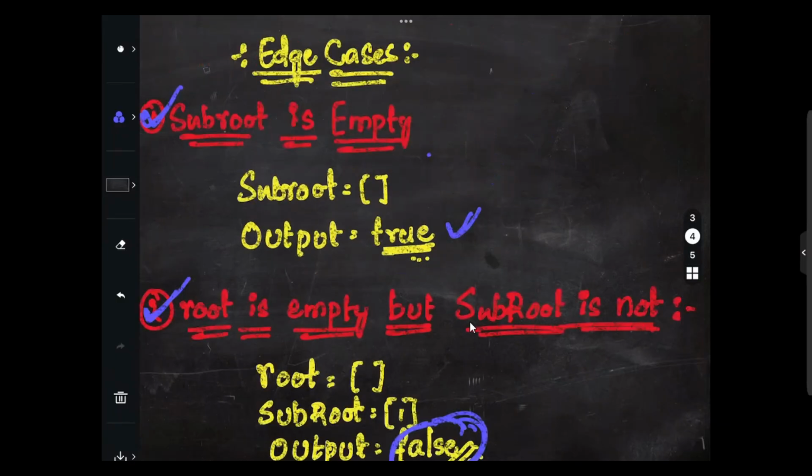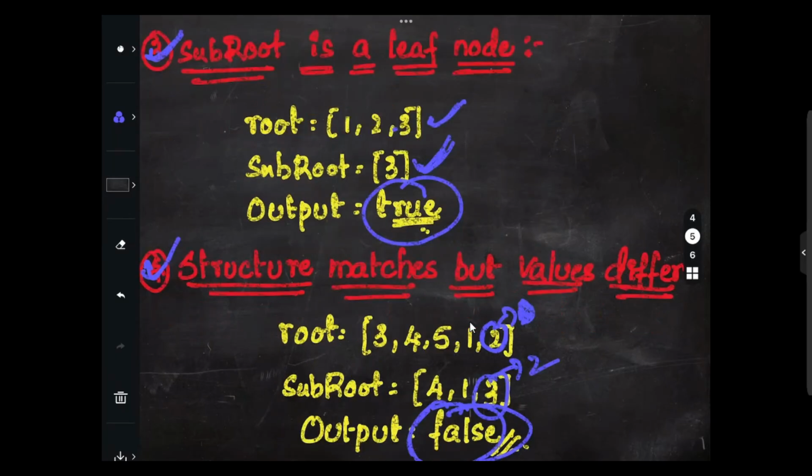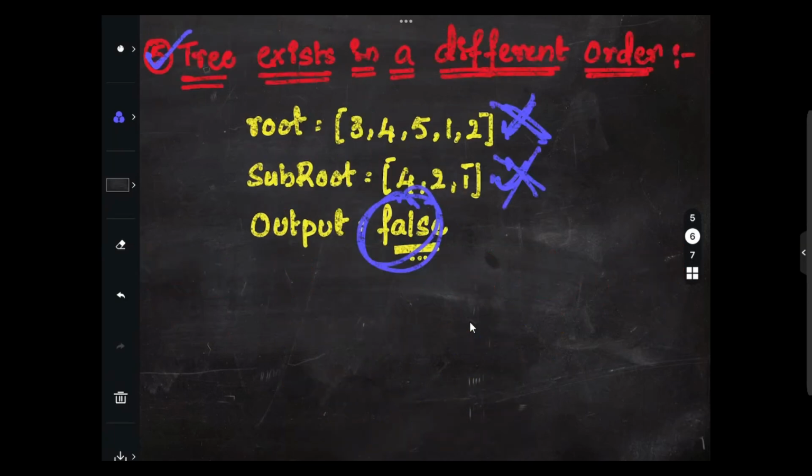So these are the 5 edge cases that we need to keep in mind. The first one is for subroot is empty. The second one is for root is empty but subroot is not. The third one is for subroot is a leaf node. The fourth one is for structure matches but values differ. And the fifth one is for tree exists in a different order. Just keep this in mind. This is very important, right?